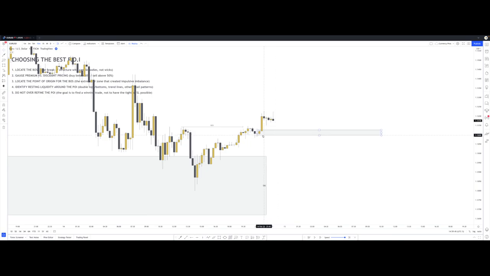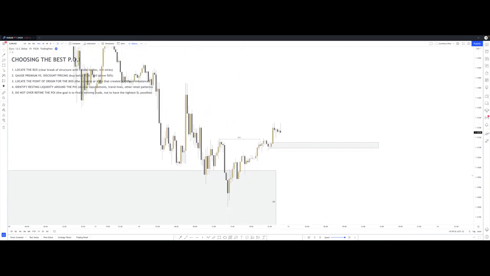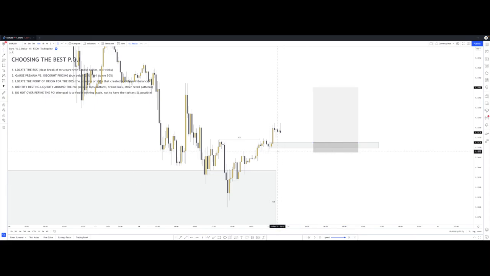So this is my point of interest. I'm going to drag it out here. And I'm going to go ahead and set a buy limit with the entry parameter tool. Stop loss. Let's make it an even 5 pips. And what that does is clear this low here just to be safe.